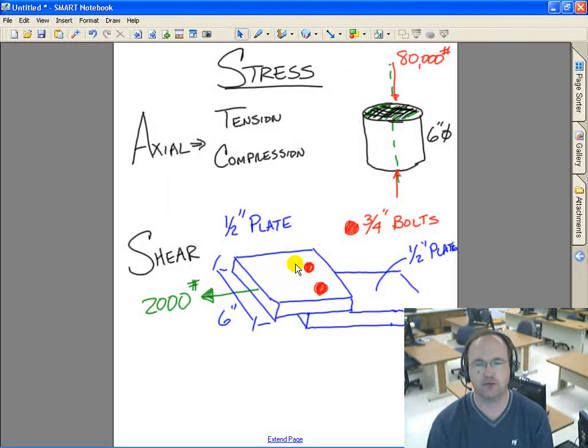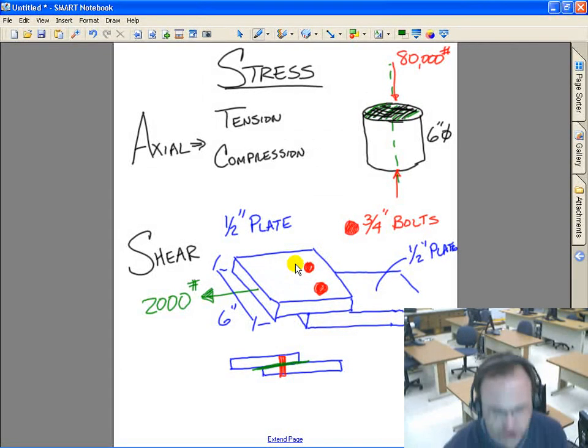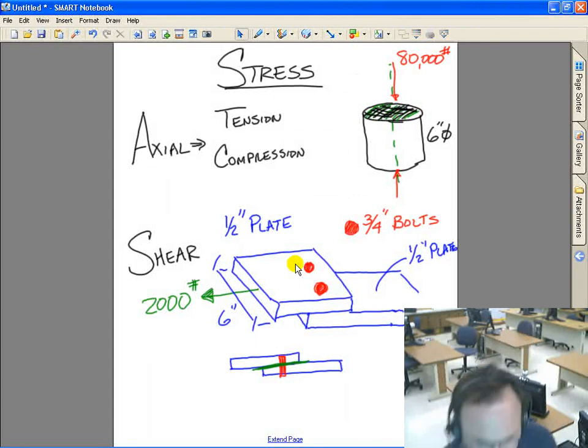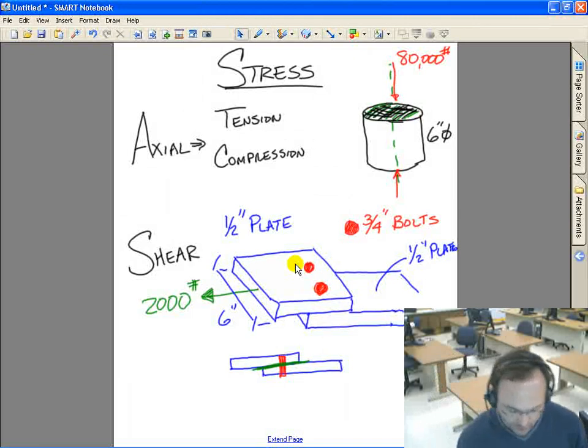What's the axial stress in the steel? And what's the axial stress in the plate? And what's the shear stress in the bolt? Because if we look at this bolt right here, we have one plate. If we turn this plate around, we have one plate right here, and we have a second plate right here. And we have a bolt coming down through, two of them actually. And right through here, that's going to be our shear plane.